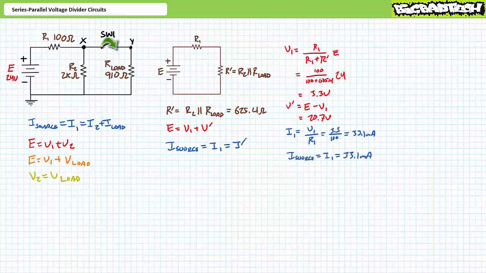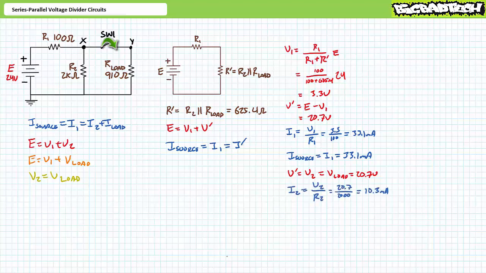It can be said that source current equals I1, which equals 33.1 milliamperes. Given R single prime is a parallel combination of R2 and R load, it can be said V single prime equals V2, which equals V load, and they all equal 20.7 volts. Voltage across elements in parallel is the same.